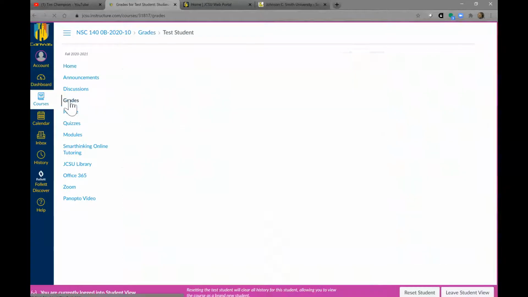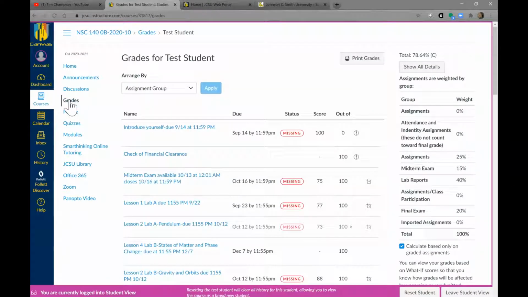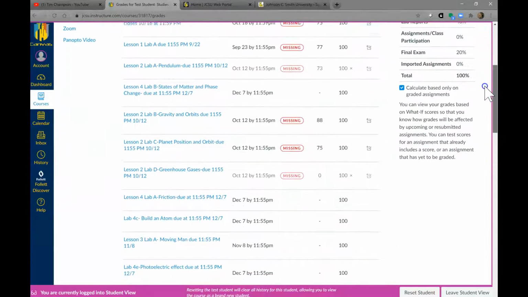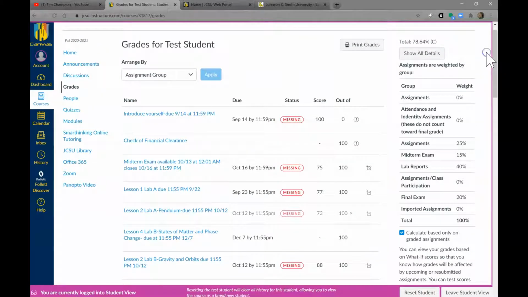This is going to be for our test student, which is a student that I've created. So this is the page you get with the grades, and we're going to look at this on something I can write on in a minute. One thing I want to emphasize, you need to make sure that this is sorted by or arranged by assignment group, and that you click apply so it actually has it arranged in that regard.